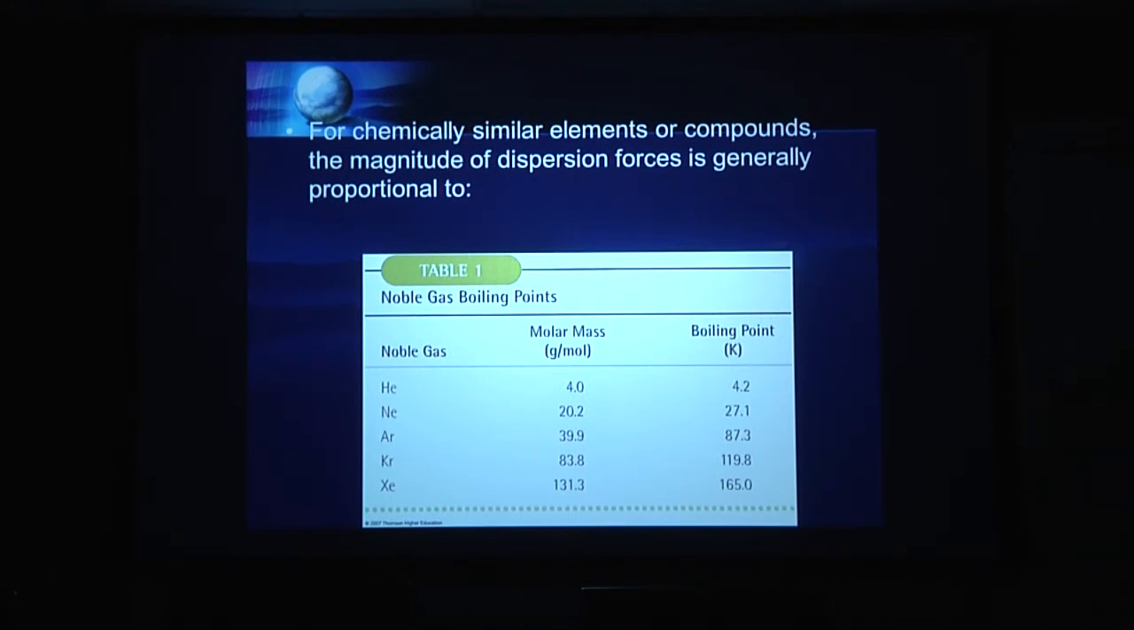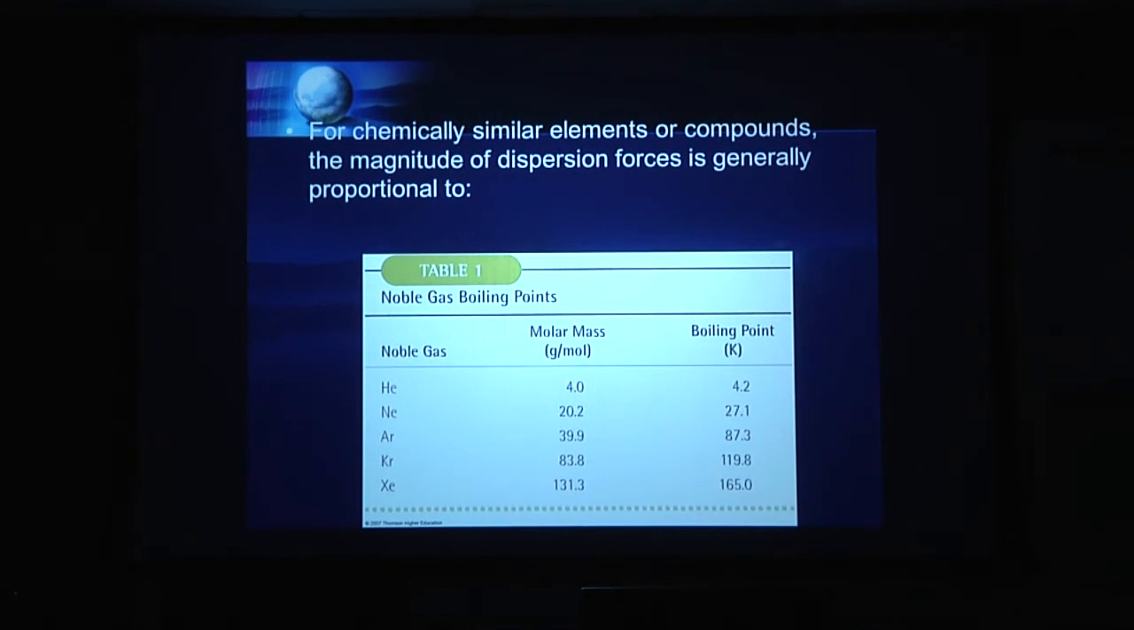The middle column shows the molar mass. Essentially we know molar mass is the sum of all the protons and neutrons, and we put it in units of grams per mole. Molar mass is also an indication of how many electrons are there. I mean, it doesn't say that there's 4 electrons, but the bigger the molar mass, it means there's more electrons in the molecule or atom.